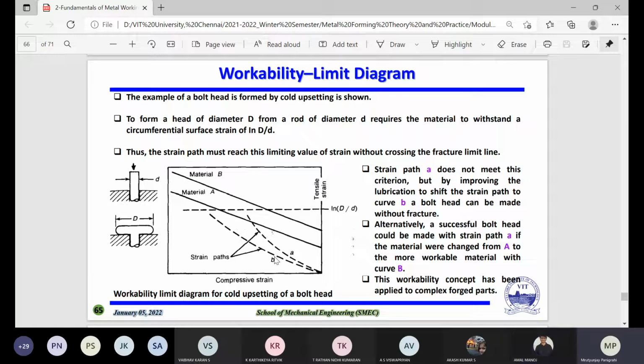Yes, sir. The second, again, I'm not telling only 2 options are there. Maybe you can find another 3, 4, 5 options also. So the second option is a successful bolt head could be made with strain path A, because initially strain path A was wrong, that's why we moved to strain path B. But my point is, with the help of strain path A, is it possible to make it? Yes, it is possible. But how? If the material is changed from A to another material B, maybe with strain path A it is possible.